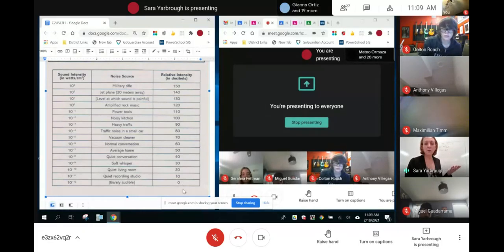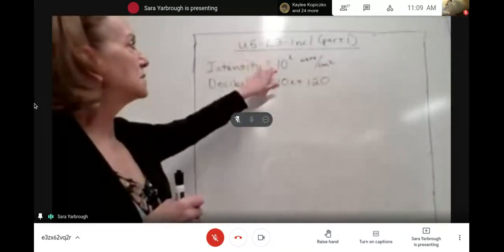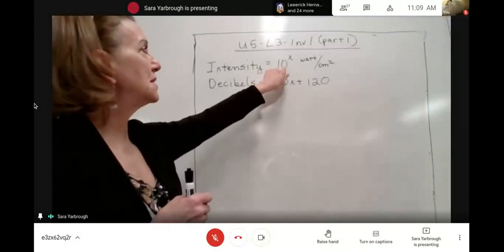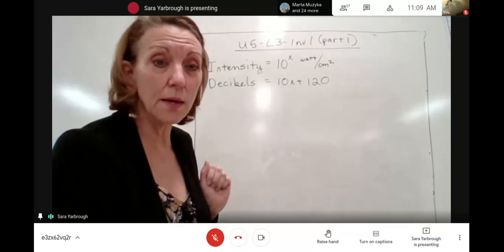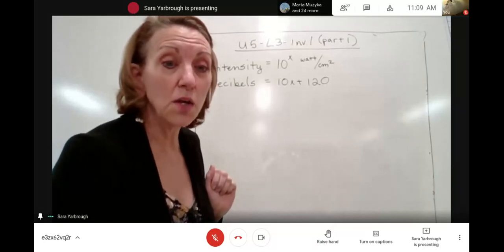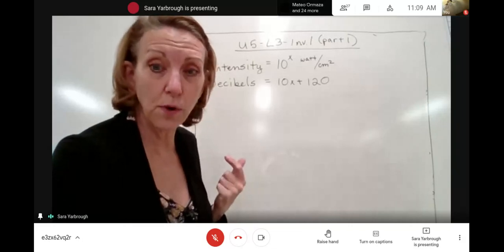Of course, starting from the most intense sound down to something that's barely audible, we could call that 0 decibels. All right. Now, look up here on the board, because this is given in the book. Intensity is measured with this expression, 10 to the x. And we've seen those type of expressions, except the exponent is filled in for you.